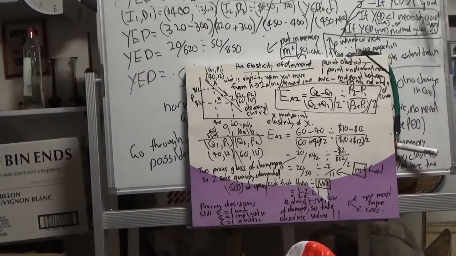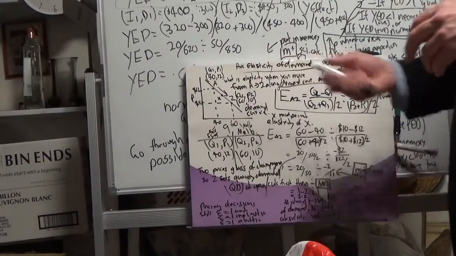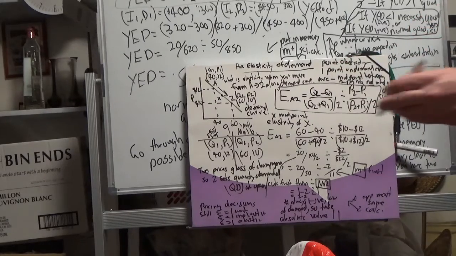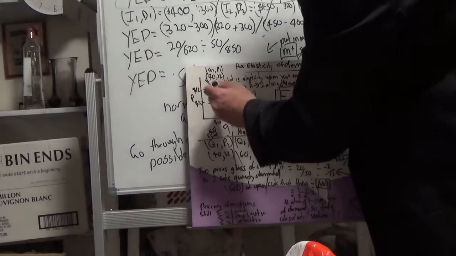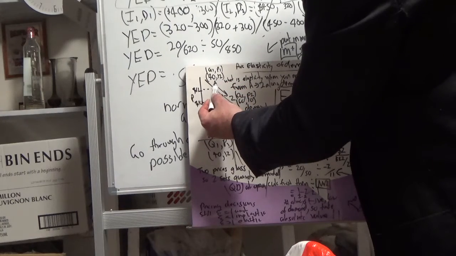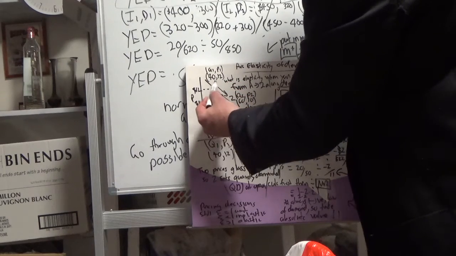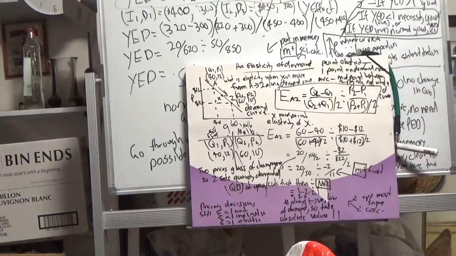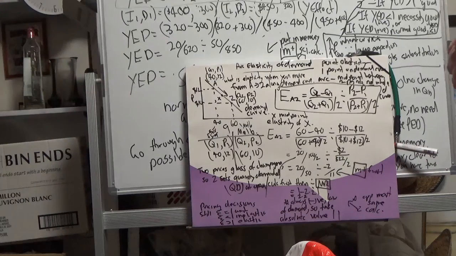What this is, is arc elasticity of demand. Point elasticity is only on one point, an infinitesimal change. Arc elasticity is a whole scale change along the demand curve from one point to the other. It's used for pricing decisions, whole scale changes in prices.